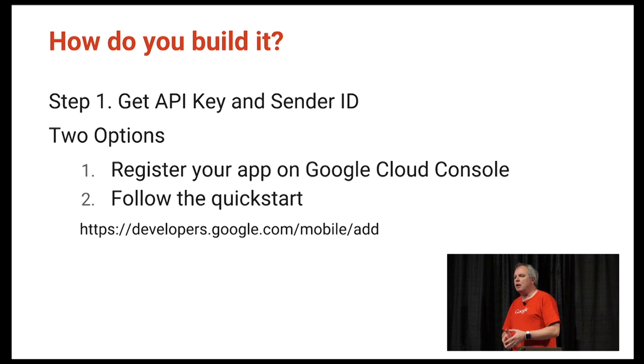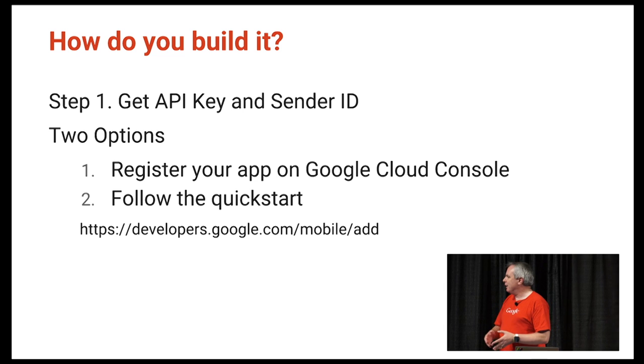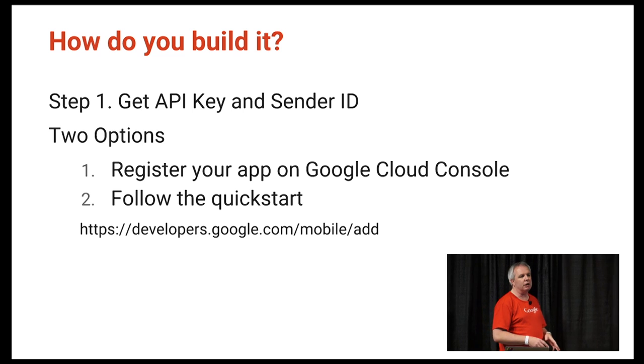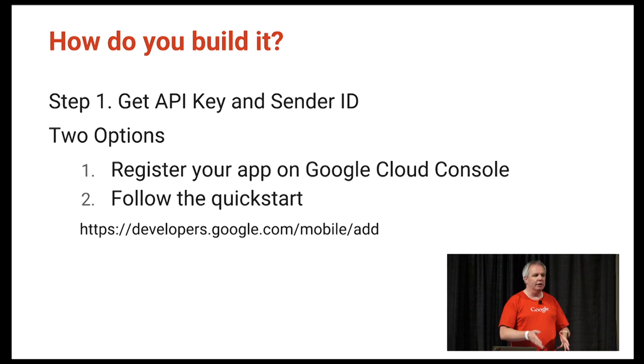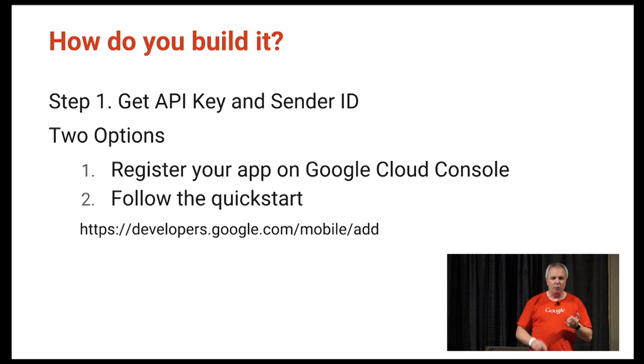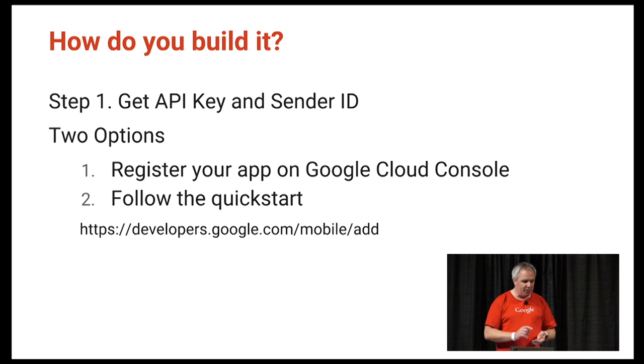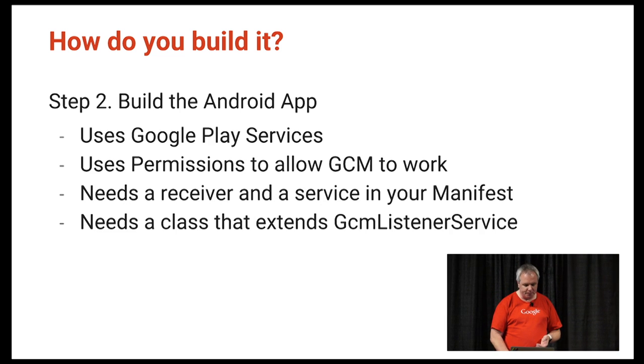You can go to Google Cloud Console and step through everything yourself, or there's this new thing that's only just come out in the last few days, and it's the URL at the bottom here. It's a quick start, developers.google.com/mobile/add, and there's a wizard on there that will register your application, get your API key, get your sender key, turn on the APIs for you to use, and all that good stuff.